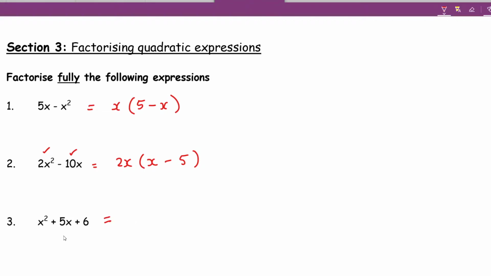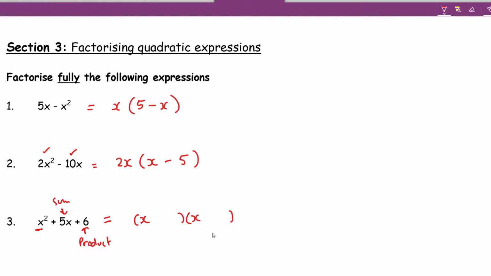This one, now when we got 3 terms here, what we do is we introduce 2 brackets next to each other. Now, if it's only x here, they're pretty straightforward to factorize. So we just put an x in each corner. And then in here, these two, what we need to do is, first of all, we look at this number here and call this the product. And this number here is called the sum.